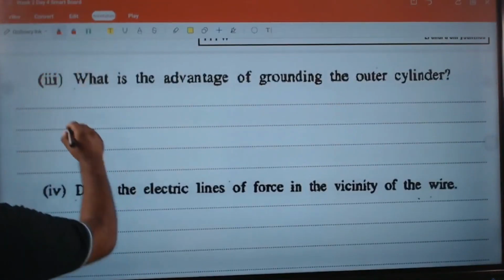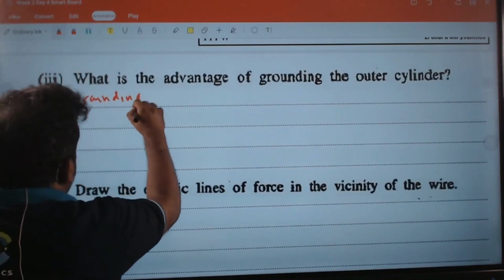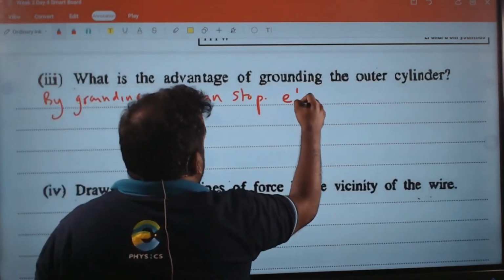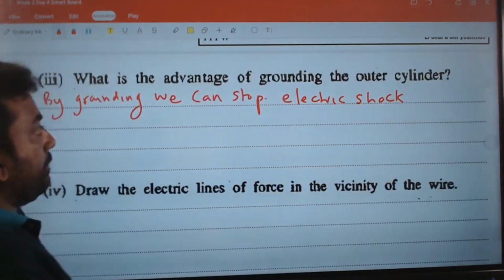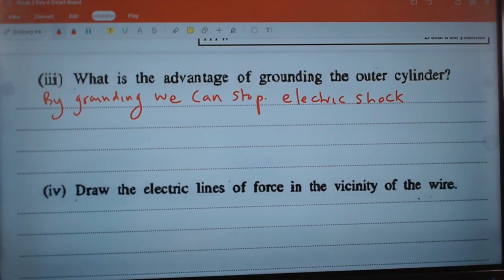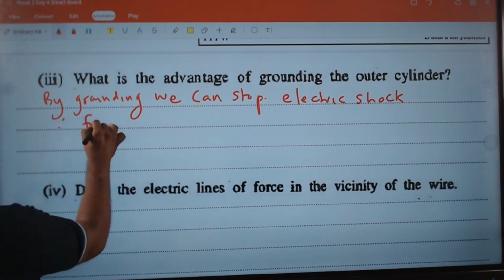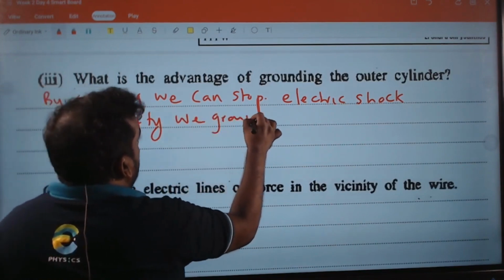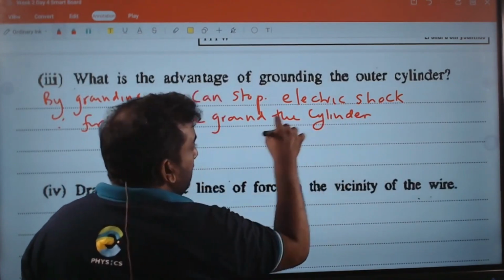By grounding, we can stop electric shock taking place. Okay. Therefore, for safety, we ground the cylinder. So understood? Your home is also grounded for safety.